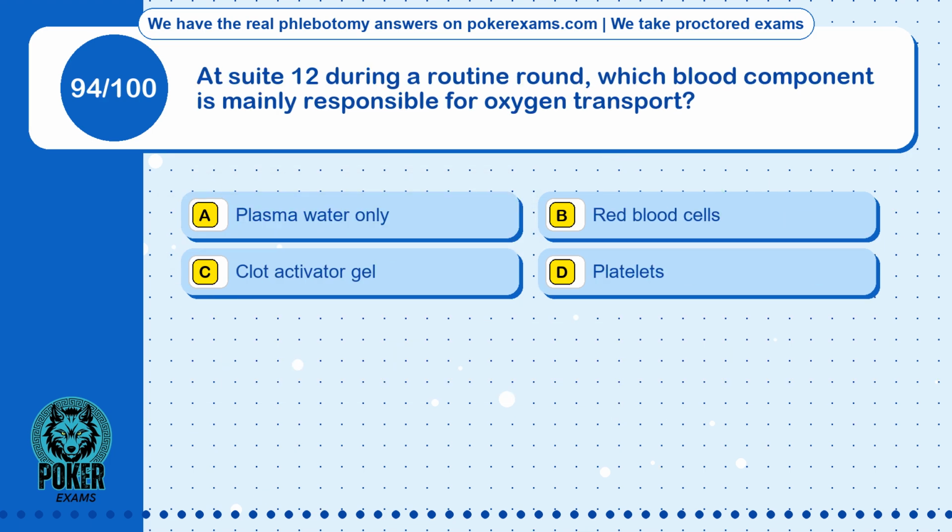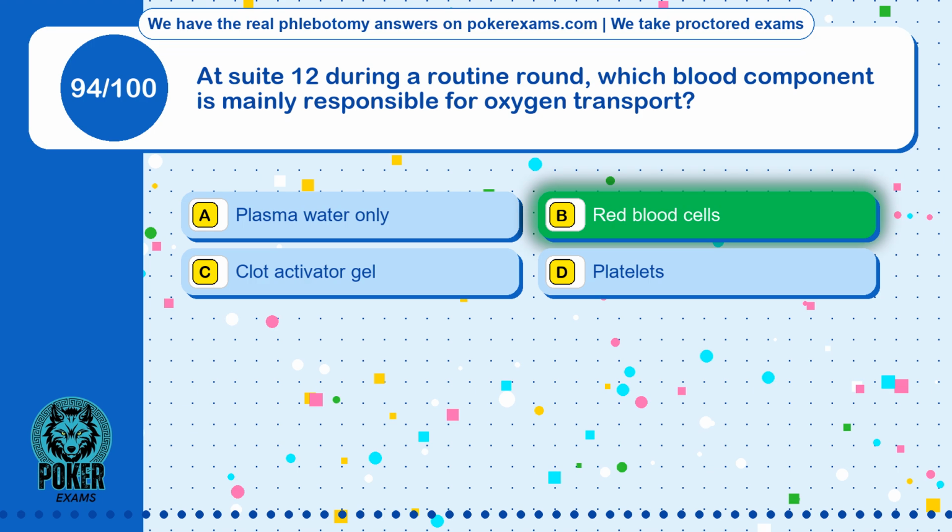Question 94. At Suite 12 during a routine round, which blood component is mainly responsible for oxygen transport? Option A, plasma water only. Option B, red blood cells. Option C, clot activator gel. Option D, platelets. The correct answer is option B.